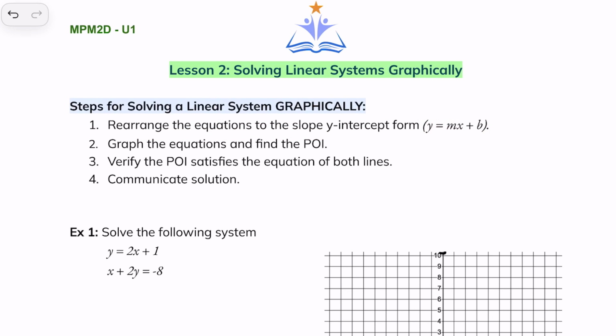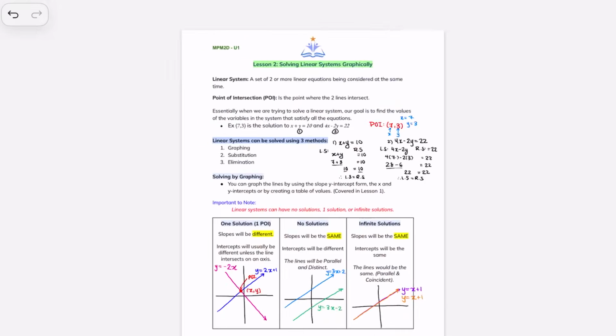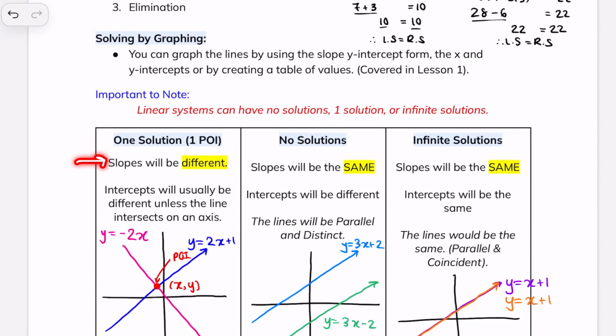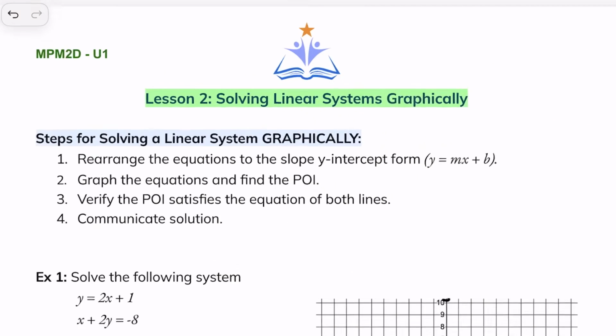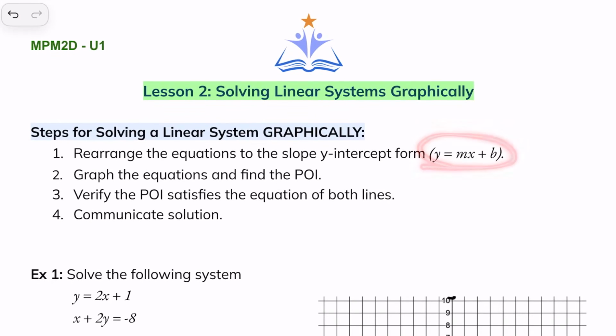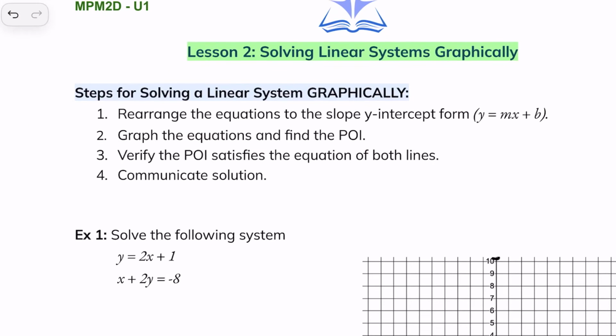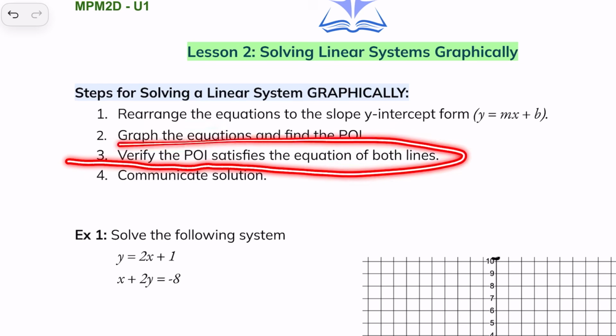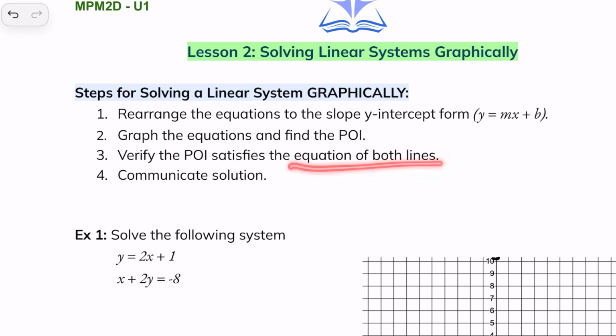Why? Because it's the easiest way to graph the lines and compare the slopes and y-intercepts so you can tell what case you're dealing with, right? Here I've given you different criteria of where the slope will be the same, where the y-intercepts will be the same or different. So you want to be able to compare your lines in that sense. Then you're going to graph the equations and find out whether there is a point of intersection or not.